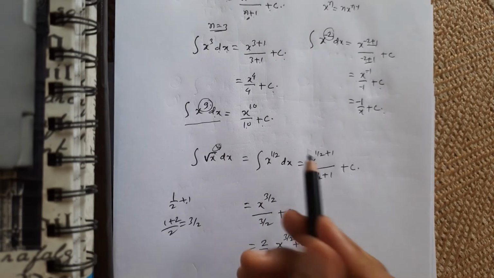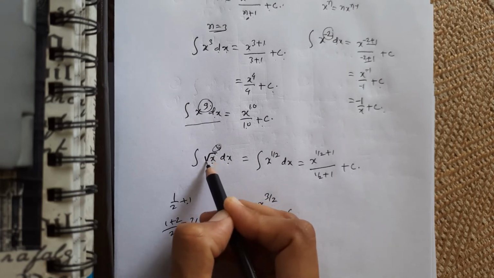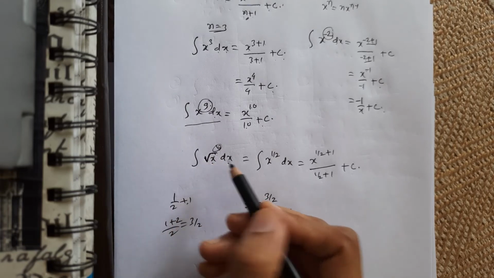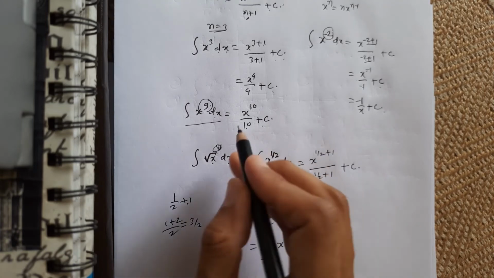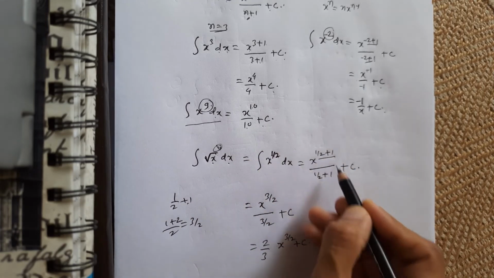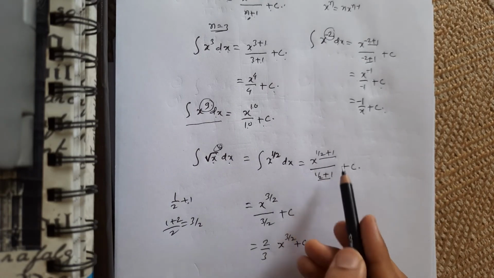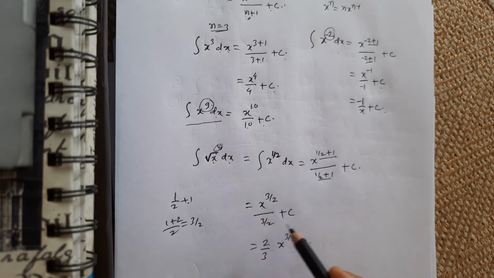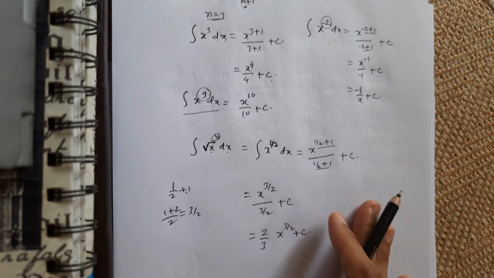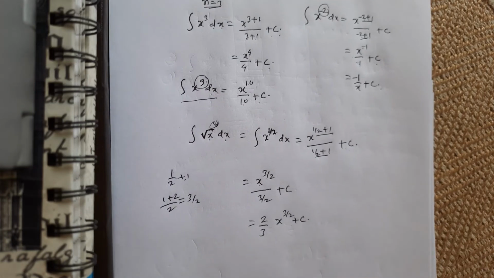Similarly, suppose I have integration root x dx. So what is the meaning of root? It means the power is 1 by 2. So I will write it as x to the power 1 by 2. And now I apply the same formula, just add 1 to the power and divide with the same number. So x to the power 1 by 2 plus 1 upon 1 by 2 plus 1 plus c, which is x to the power 3 by 2 upon 3 by 2 plus c, that is equal to 2 by 3 x to the power 3 by 2 plus c. That's how we get it.